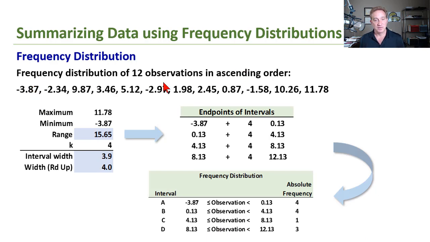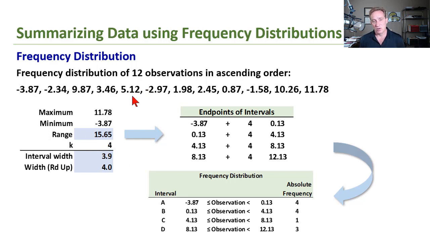We have 12 observations, and we might have collected them in whatever order, but here they've been sorted from lowest to highest. The lowest value is negative 3.87. The highest is 11.78. And you can see there, that's our maximum and minimum. The difference here, 11.78 minus negative 3.87, is our range. We didn't need to make any decisions on that. Where we would make the decision is K, the number of bins. In this case, we select 4.